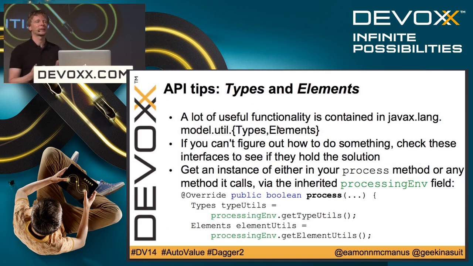So it's going to provide, for example, if you want to compare two types to see if they're the same, there's a method in Types to do that. There isn't one in type, the equals method, or TypeMirror. The equals method doesn't do what you expect. And likewise with program elements, things like classes and methods and parameters, there are methods in the Elements interface that allow you to operate on those. And here's how you actually get an instance of those using those two methods, processingEnv.get something Utils.